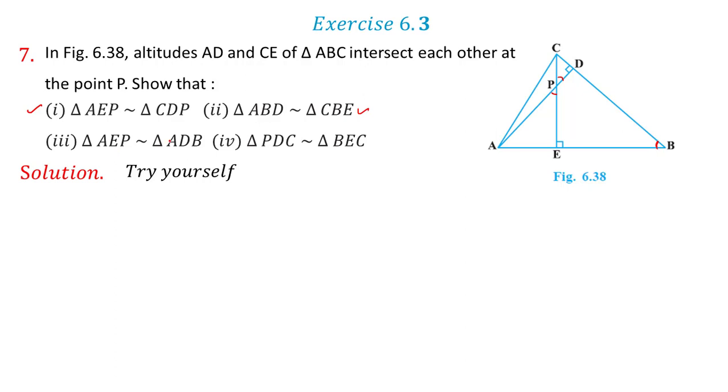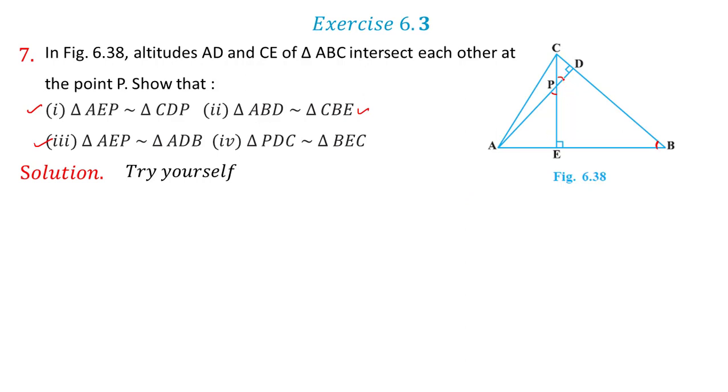Then AEP, this triangle AEP and ADB. Again angle A is common and angle E and angle D are 90 degrees, so again by AA criteria they are similar.